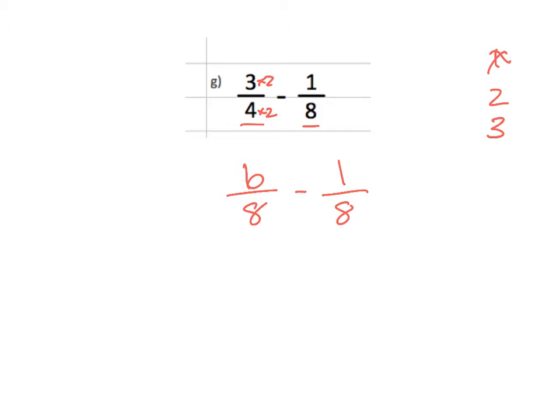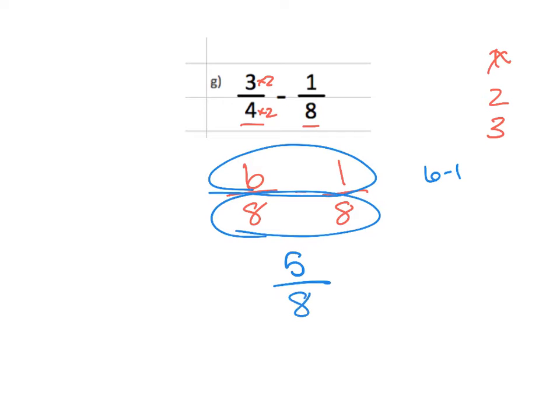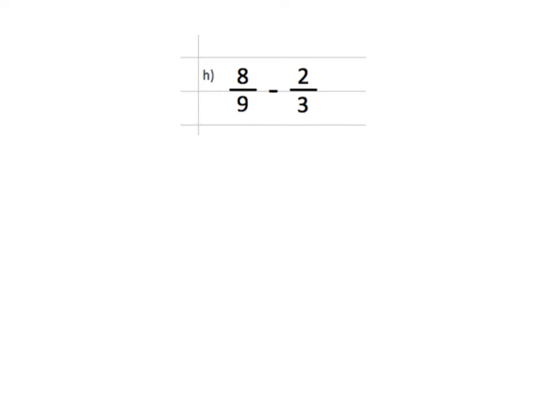Step 1 is done. Step 2, we're going to subtract our numerators. 6 minus 1 is 5. Denominators stay the same, so that's 8. We're done with step 2. Step 3, we're simplifying. It is already simplified, so there is our answer, 5/8. Next example.